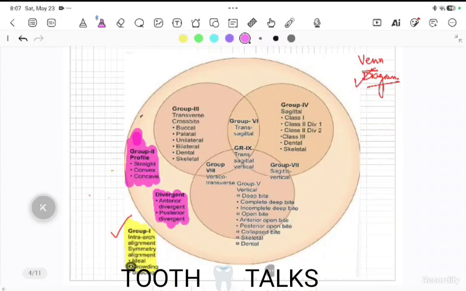Anterior divergent or the patient is posterior divergent. Some of you do not know how to check the profile or the divergence of the patient. I'll explain this concept in the next video.